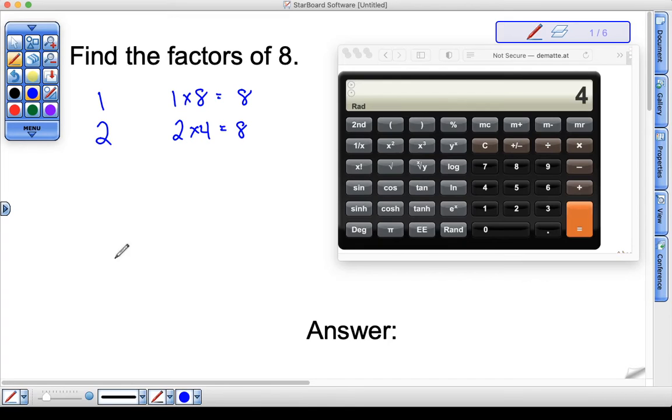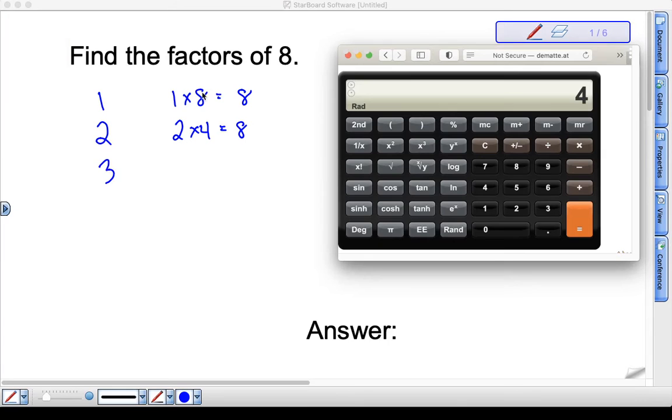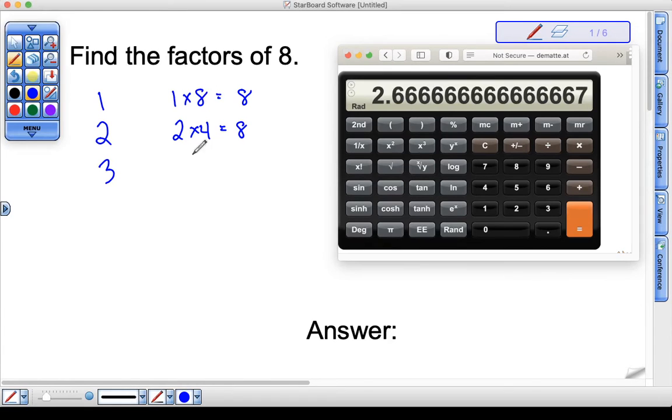But the good news is, once I find a match, 2 times 4, now my number is only going to go up to 4. I don't have to go any higher than that because I'm trying to stay between those two numbers I have. So the next number I'm going to try is a 3, to see if 3 is a factor of 8. I go back to my calculator, put in 8 divided by 3, and I get a decimal. Decimals are bad, which means that 3 is not a factor of 8.